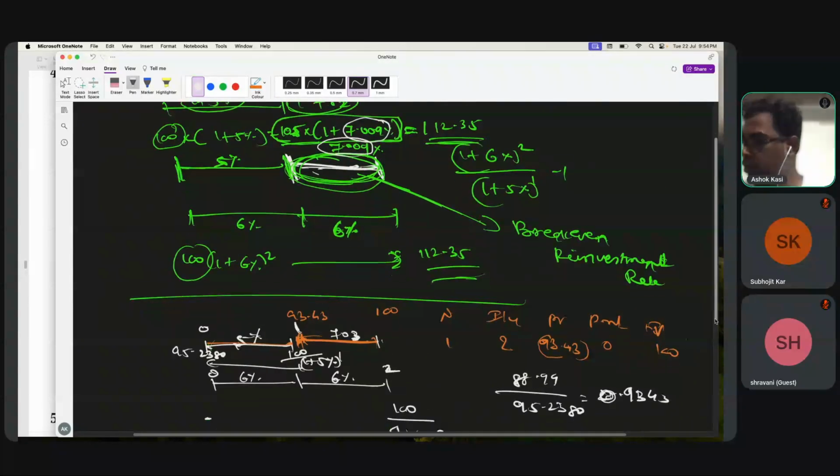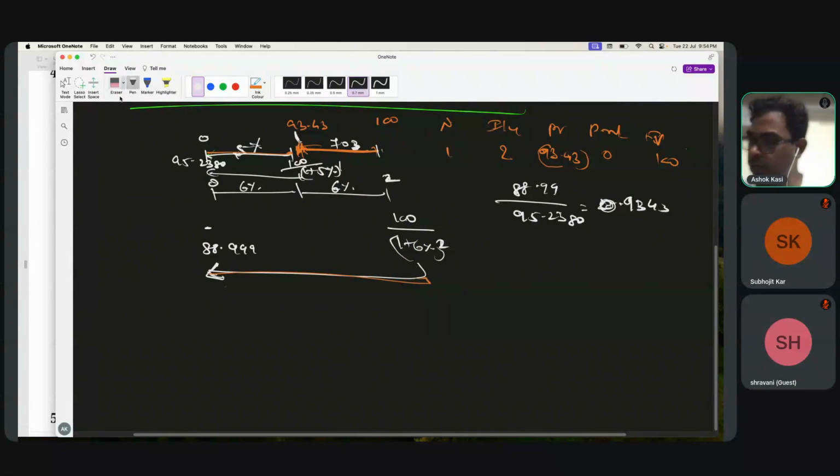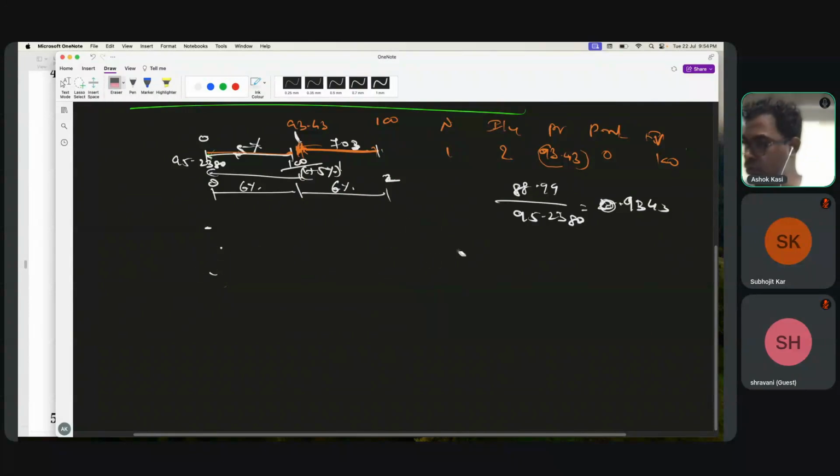So that means you can use this method also. These are all bond pricing. So I'll quickly explain this once again, because it looks a little congested here.